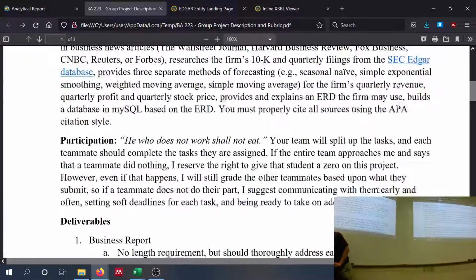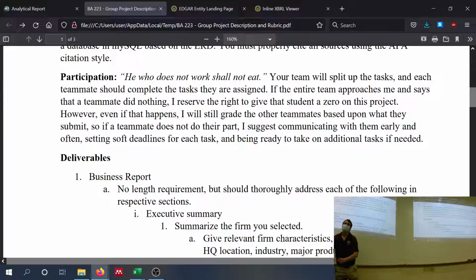He who does not work shall not eat. Okay? If your entire group approaches me and says that you did nothing, you get nothing. Now, that's not an absolvation of the responsibility of your group to submit a completed project. Okay? So let's say that you have a group member who doesn't do anything, and they were responsible for, say, the slides, and you don't have any slides by the due date. Okay? That part is still going to be graded. So my suggestion is have deadlines, and if someone doesn't meet a deadline, someone's going to have to pick up the slack. Is that fair?